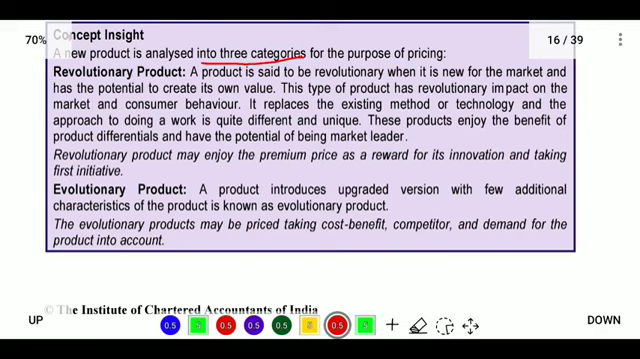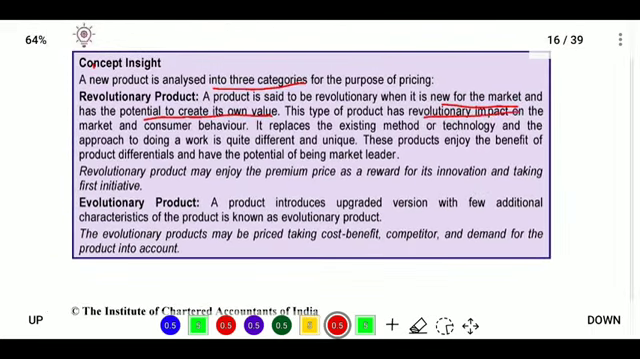What is this? A revolutionary product enjoys a premium price as a reward for its innovation and for taking the first initiative. It is a new market and it has the potential to create its own value, and this type of product creates a revolutionary impact. For example, when Apple was introduced, it created a revolution. If it creates a revolution, then whatever price you put, the customer will buy.